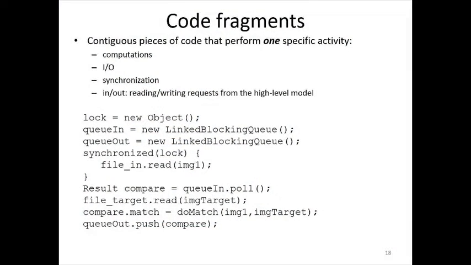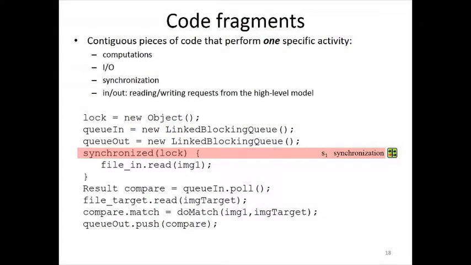Here's an example of a simple program which tries to compare images. It reads a request, so it acquires the lock. It reads an image from the file. Then it gets another image from the queue, compares them, reads another image from the file, compares these images, and puts the request back into the queue. This is some part of a request processing queuing program.